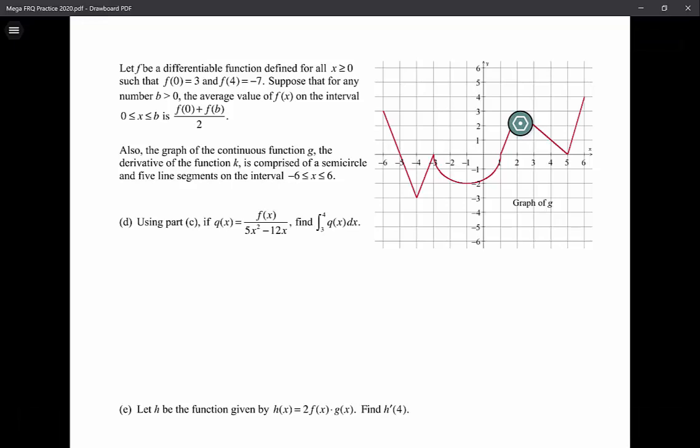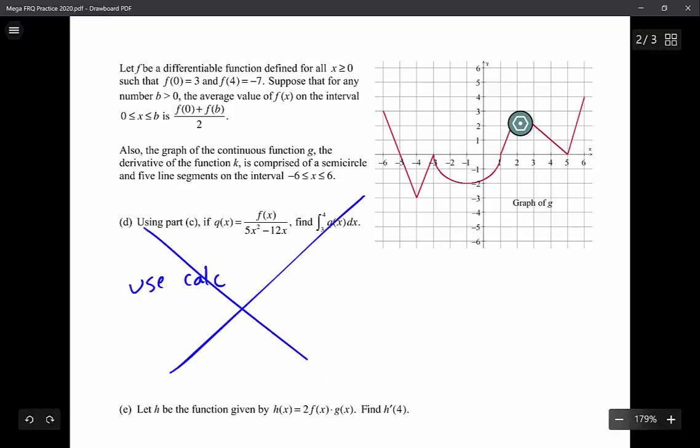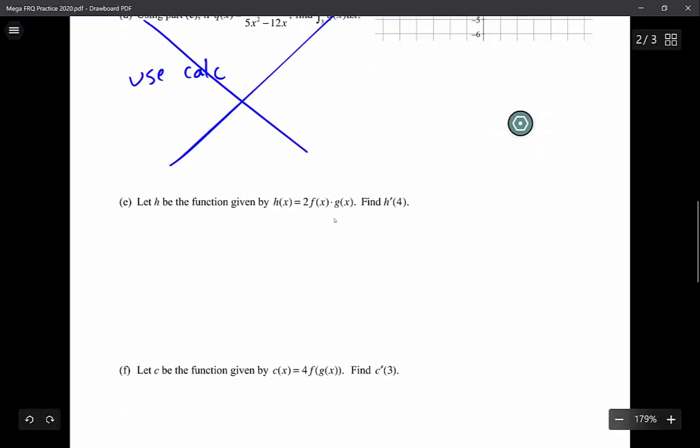And then going from here, now they're talking about some new, using part C, if q of x is 5x squared minus 12x, find this integral. So basically, this one is kind of nasty, but honestly, I would just use your calculator. Or skip it. This might be a good one to skip. But the next one I think is a really good one.